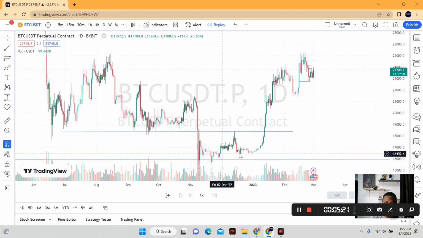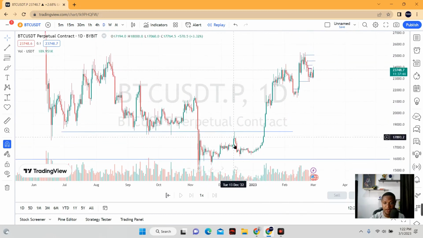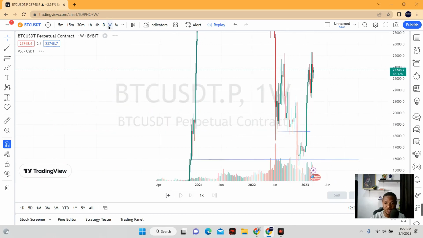Okay, so this we can now call an uptrend. So let's look at what's happening right now in the market. Let me go to the weekly time frame again, as the higher time frame, for us to have a bigger overview of what is happening in the market.